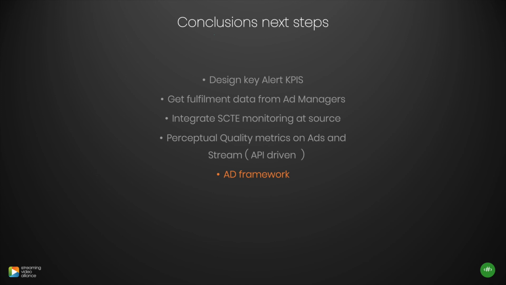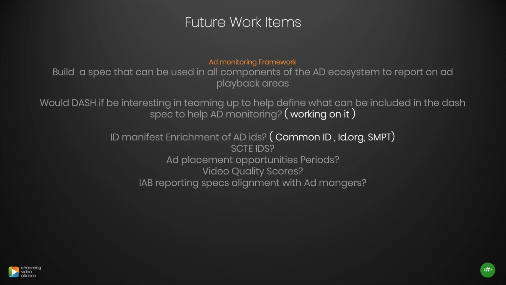But then what we want to do in the future is design better KPIs. We want to get the fulfillment data from the ad manager and integrate that into a dashboard as well. And then we want to make the perceptual quality metrics, as in bad audio, completely inside our ad chain, so that ads at source and at distribution are scanned for bad artifacts or bad audio. So those are future work items where we wanted to take this further.